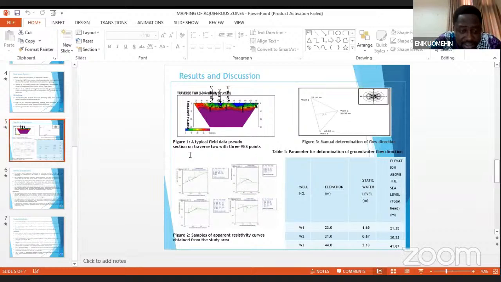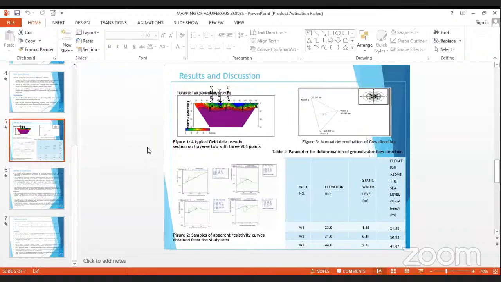This is a typical field data pseudo section on a transverse surface. What are you trying to refer to here? Are you talking about the equilibrium state? This one has to do with layers. This is 2D, two dimensions, which gives us the depth, both vertical and horizontal, of the subsurface area of the ground surface that we are considering. It shows us the layers underground, what we have under the ground, like where the contaminants are, since we are looking at the pollution coming from the dump site area.